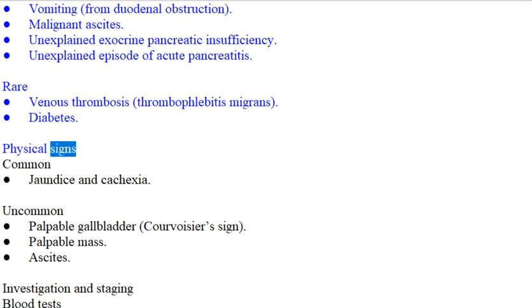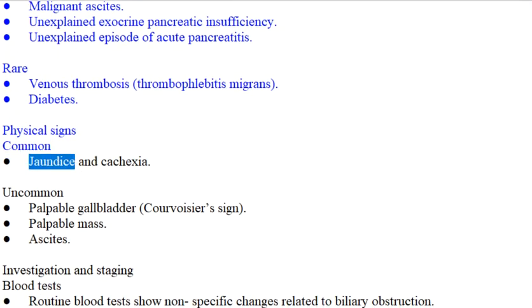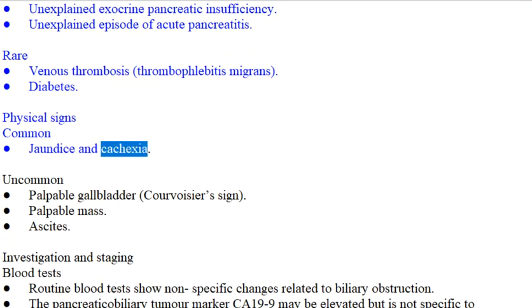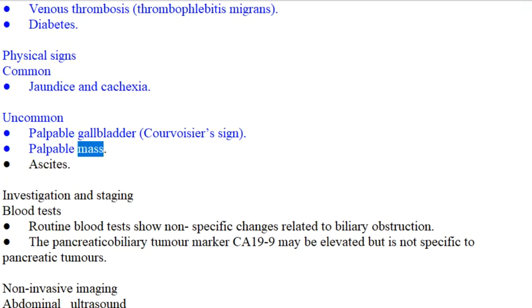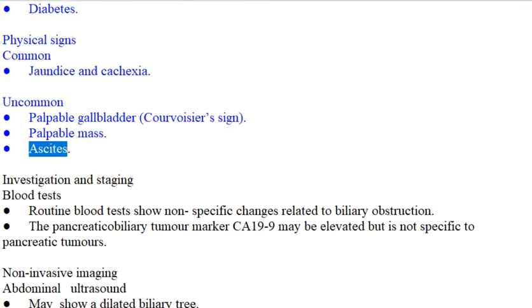Physical signs. Common: jaundice and cachexia. Uncommon: palpable gallbladder, Courvoisier's sign; palpable mass; ascites.